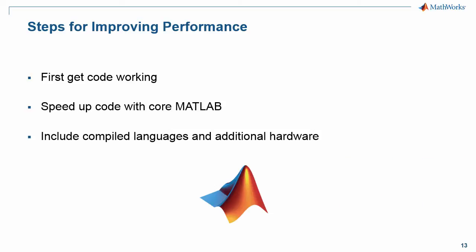So what have we done so far? Well, first, we got our code working. This is important. We don't want to prematurely optimize, spend a bunch of time trying to get code to be really efficient, but have it not give us the correct results. So first get it working, then start looking at speeding it up within MATLAB using things like the profiler and some of the core features of the MATLAB language. If you've already done this and you're still not getting the performance that you need, that's when it's time to start thinking about using compiled languages like C or Fortran for some of the very specific bottlenecks, and we'll talk about what those could be, or additional hardware.